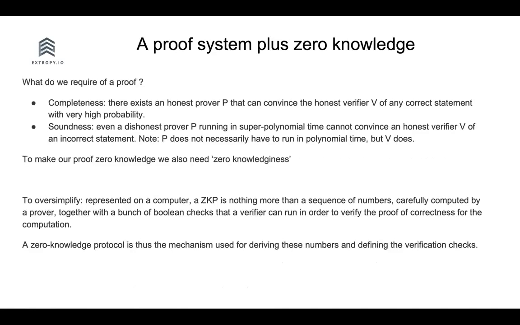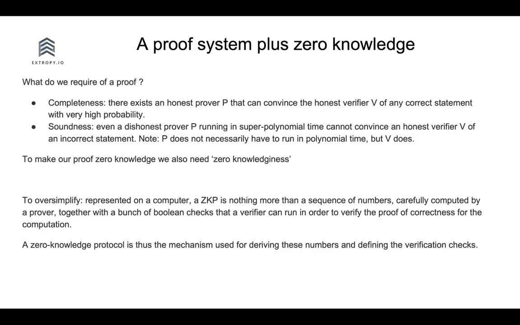Now, to go into it a little more formally, what we want to do is to create a proof system but also have zero knowledge. So what do we require of a proof system? And if we look at the history of research, in mathematics people have been talking about proving things and proof systems before they were thinking about zero knowledge. And really, we're taking the idea of proof systems and then adding the zero knowledge requirements on top of that. So what we require of a proof is that there should be two things.